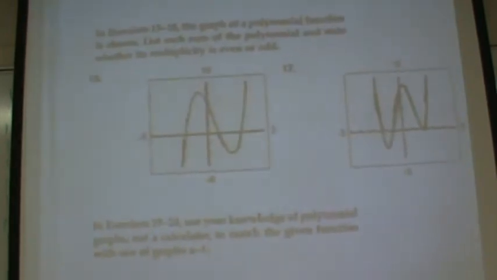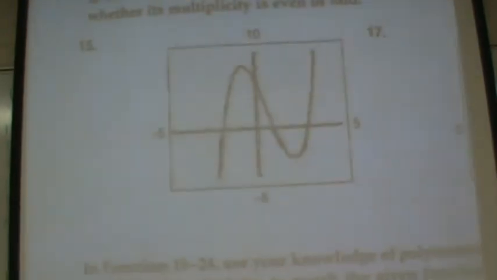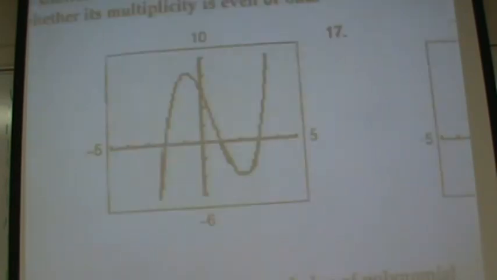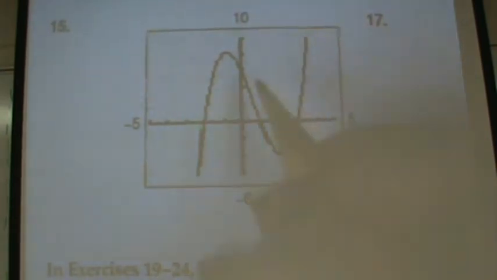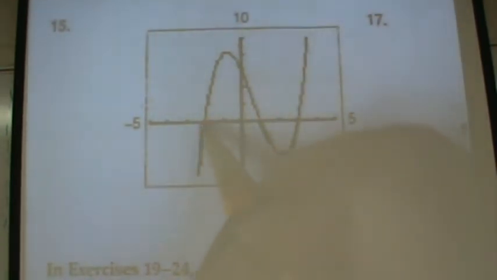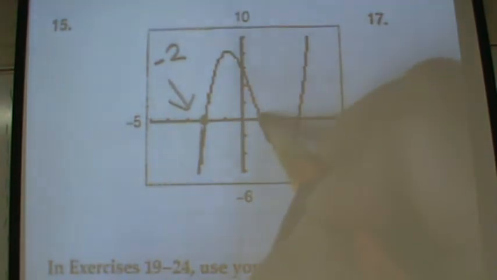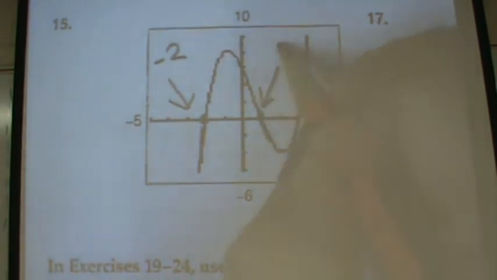All right, 15, 17, and 18. There's 3 things I want you to do. I want you to tell me what the zeros are. What are the zeros? And let's go in order, least to greatest. -2. -2 is a 0. 1 is a 0. And 3 is a 0.